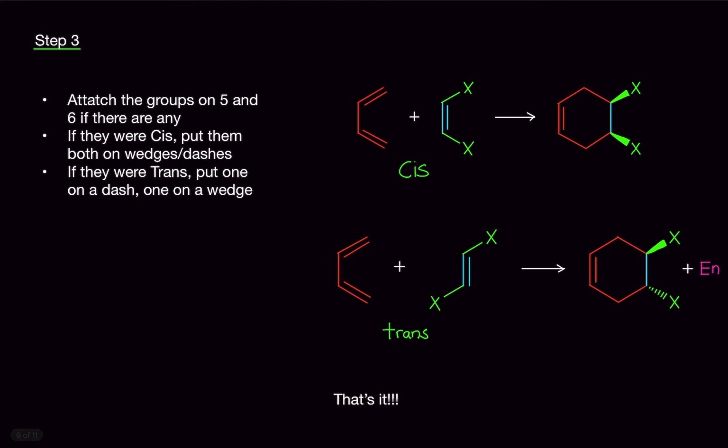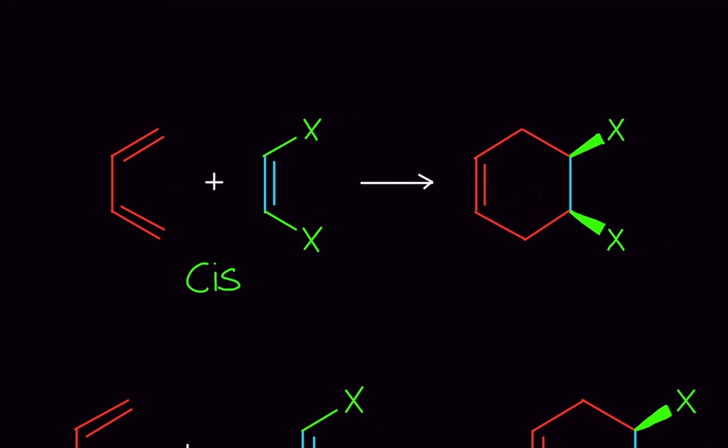Okay, step 3. Attach the groups on number 5 and number 6 if there are any. If they were cis, you will put them on wedges and dashes, either or. If they are trans, you put one on a dash and one on a wedge. Okay, so let's look at this, right? Here's our diene, here's our dienophile. The green lines here are the functional groups that are attached to the dienophile. This is cis because the functional groups are on the same side of the alkene.